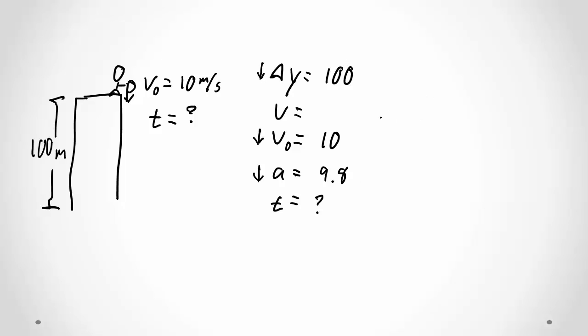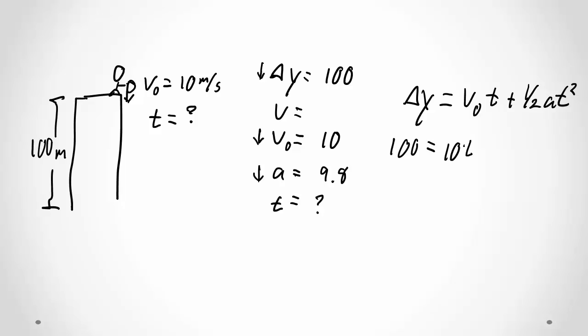Now the equation we're going to use, where we don't care about the final velocity, is delta y equals v naught t plus 1/2 a t squared. Plugging in numbers, we get 100 equals 10t plus half of 9.8, which is 4.9 t squared, and now I've got to solve this puppy for t. If my initial velocity had been 0, so if I dropped it, then this term would be 0, and I'd have a t squared to worry about, so I'd have to take the square root at some point, but I wouldn't have to worry about solving a quadratic.